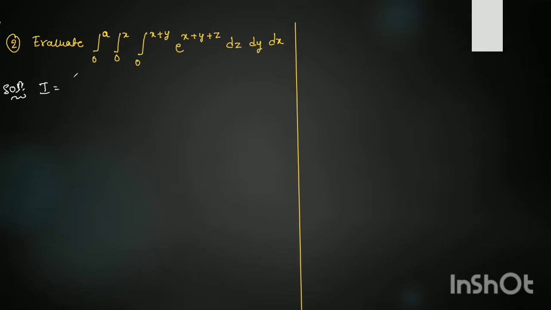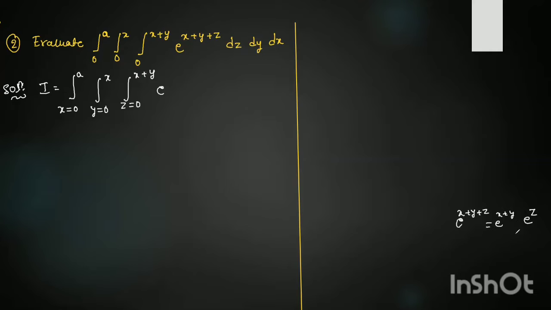This is I is equal to, what is the first variable here from this side? Z. Sorry, this is Z, this is Y, and this is X. So x is equal to 0 to a, y is equal to 0 to x, z is equal to 0 to x plus y, e to the power. And remember, you need to integrate first with respect to z. And we know that e to the power x plus y plus z can be written as e to the power x plus y into e to the power z. Is this correct?